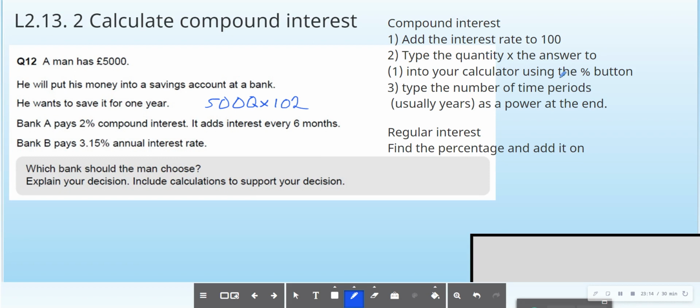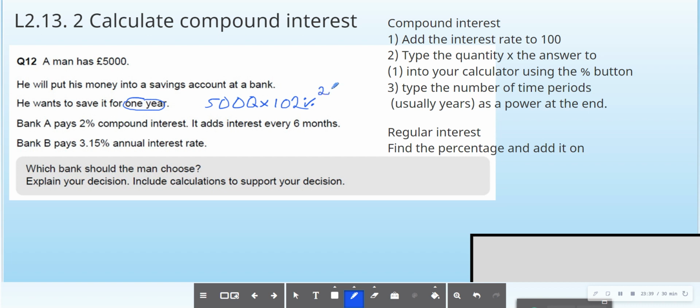Multiplied by 102%. And then the third part, which is a bit confusing, type the number of time periods as a power. So it's keeping it in for 1 year, and the interest is going to be added every 6 months. So that's 2 time periods. So it's 5,000 times 102% to the power of 2, because it's 2 time periods.